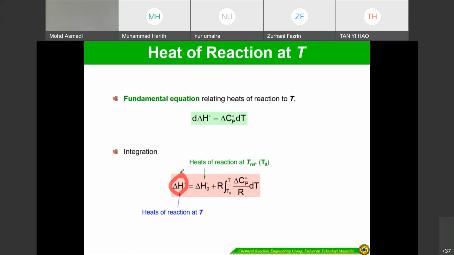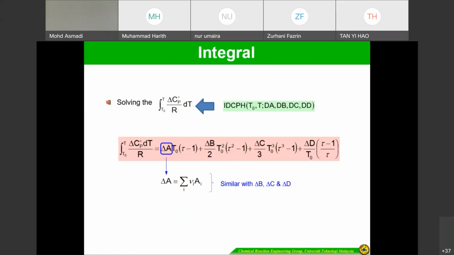So you need delta H naught. Delta H naught we can refer to later, from the heat of formation, plus this one. This is the important one: the integration and the mean heat capacity. So what is delta Cp? This is delta Cp.